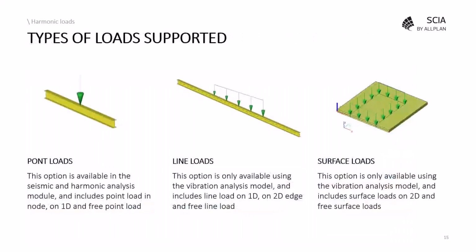So let's start by discussing the different types of loads. Point loads are available in the seismic and harmonic analysis module, and it includes point loads in a node, on a 1D member, and free point loads. Whereas line loads and surface loads are only available if we have the vibration analysis module. And for line loads, they can be applied on 1D members, on 2D edges, and they will also be available as free line loads. Whereas for surface loads, you can use surface loads on 2D and also free surface loads.